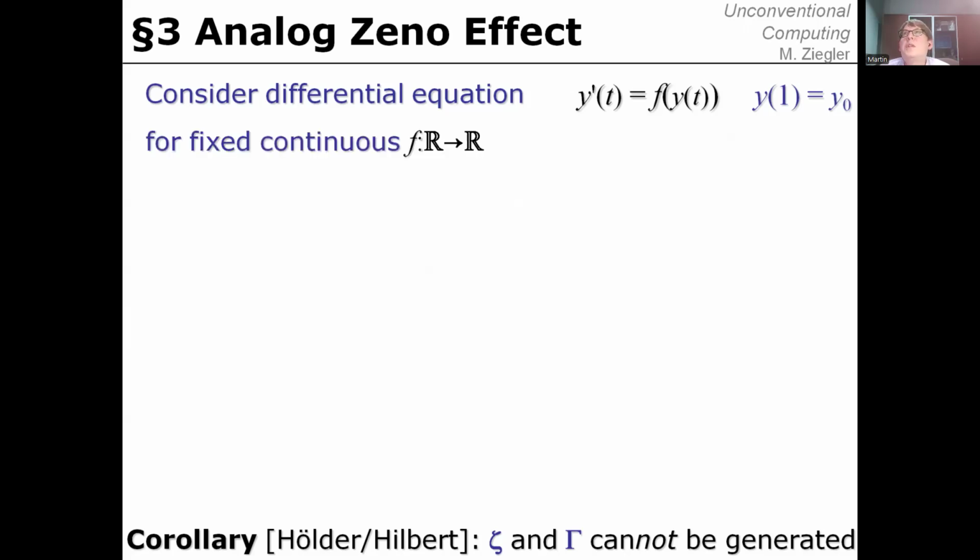for any fixed continuous function f from real to real. So this is going to be a one-dimensional differential equation, first order and autonomous, because f itself is not allowed to depend on time. This is no restriction, as we've seen before. We can always introduce another variable as parameter.